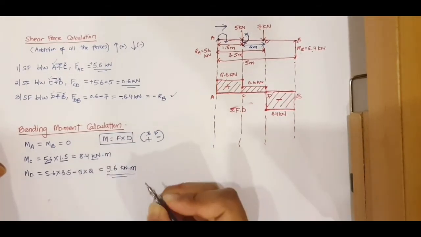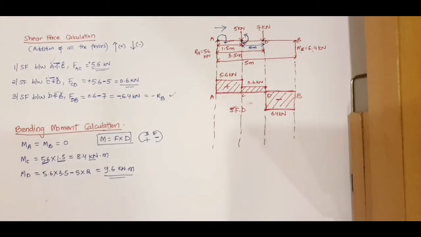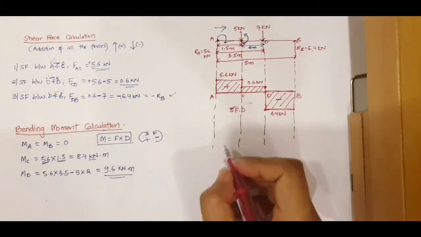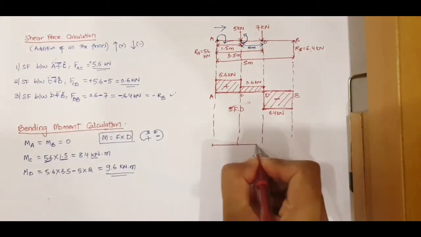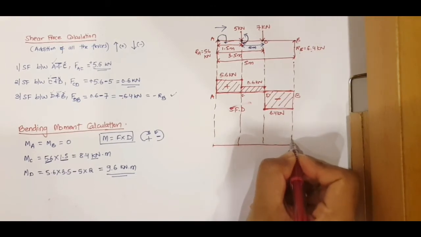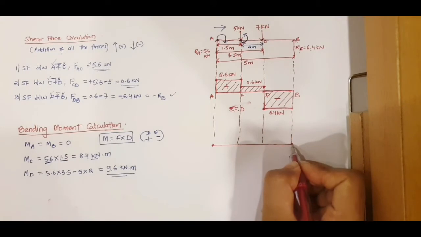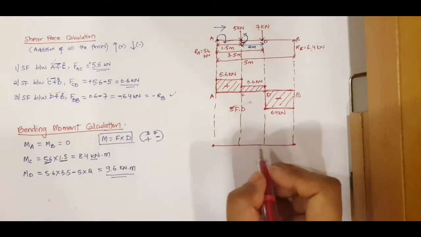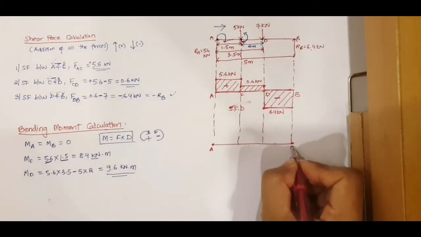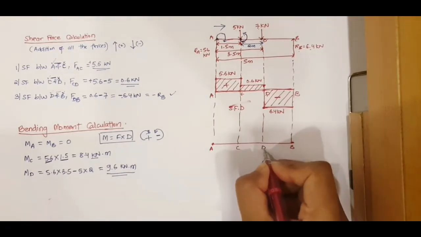So this is the moment. Now let us draw the bending moment diagram. So again I make a straight line, right? At A it is 0 and at B it is 0. Now this is my A point, this is my B point, and the C and D points, right?